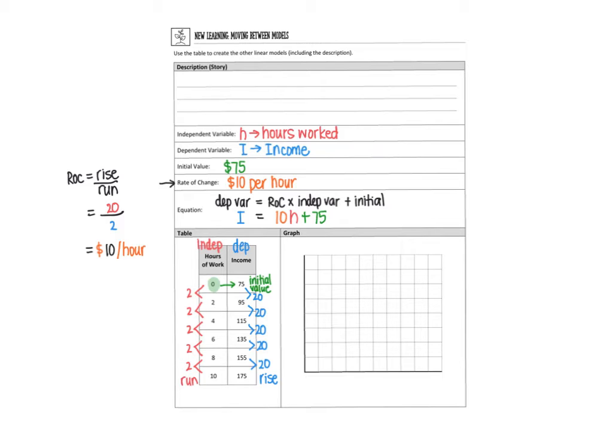To create our story, we can begin by describing the initial value. So we can say something like, George earns $75 in tips each shift. He earns an additional $10 per hour that he works.